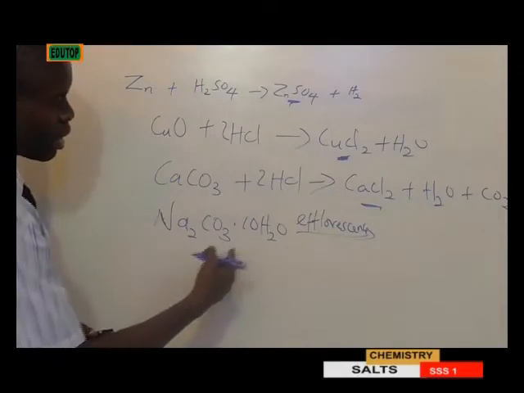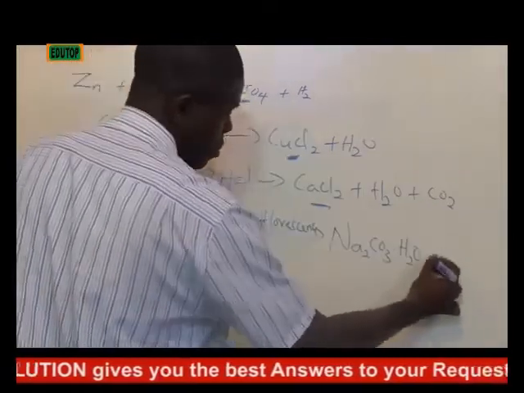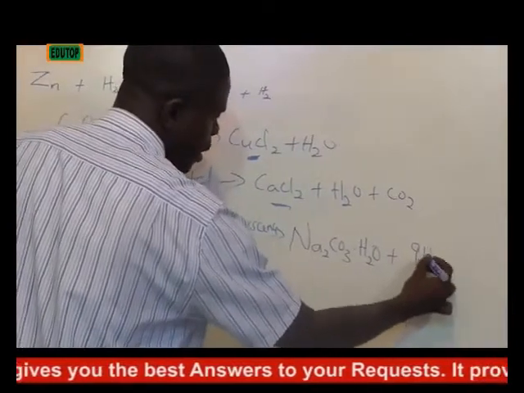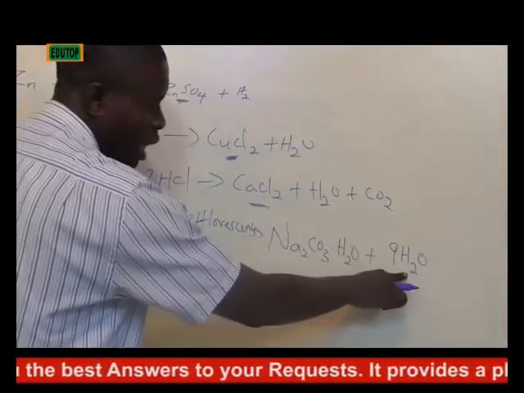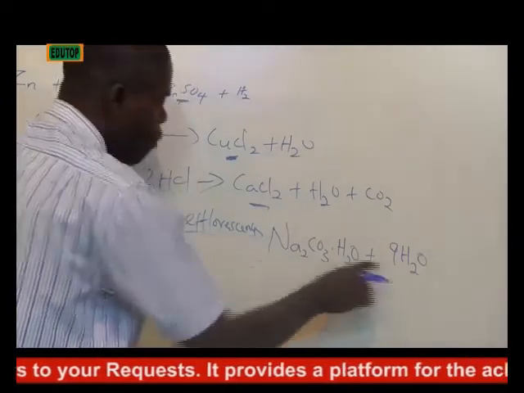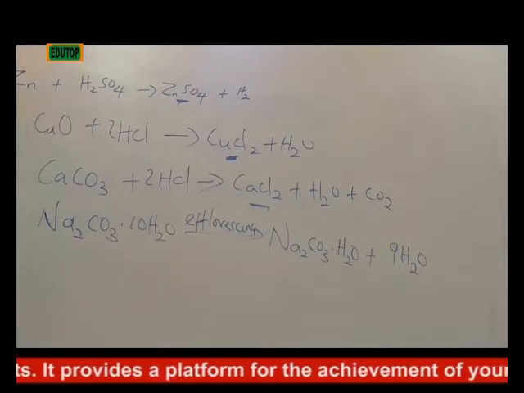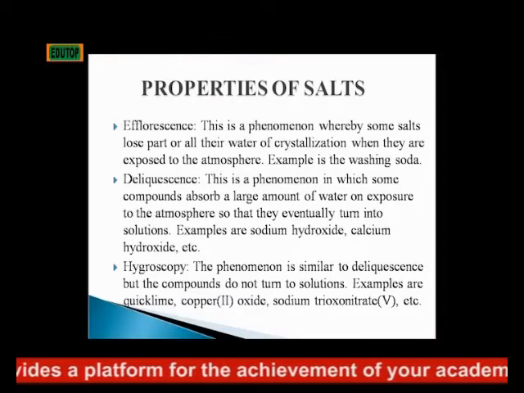So automatically the product of this reaction becomes Na2CO3.H2O. So it has succeeded in losing 9 molecules of the 10 that it started with. So this process is what we call efflorescence.